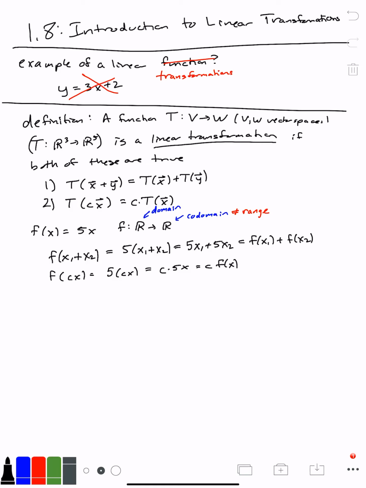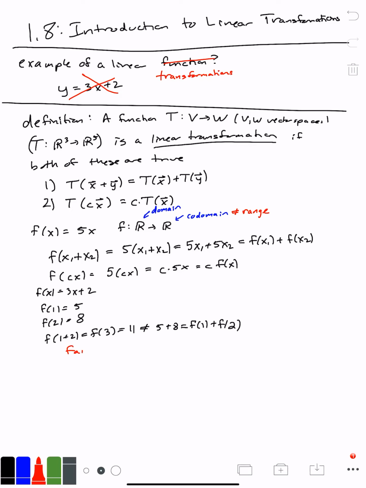If you were to check 3x plus 2, though, it would not work. Here's an example. f of 1 is going to be 5. f of 2 is going to be 8. But if you do f of 1 plus 2, which is f of 3, that would be 11, and that is not the same as if you added up the two individual results. Since you get a different answer, this fails property 1. And if it fails property 1 or 2, that means it's not a linear transformation.